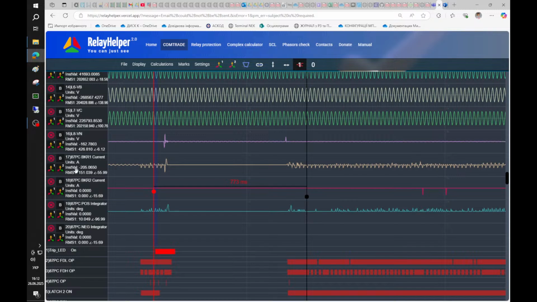This protection is not very new. I believe it was commissioned in 2010 or 2011, so it's a little bit more than 10 years. And at the factory they said that they don't produce such main boards anymore, and they can produce it, but the cost will be as a new relay.